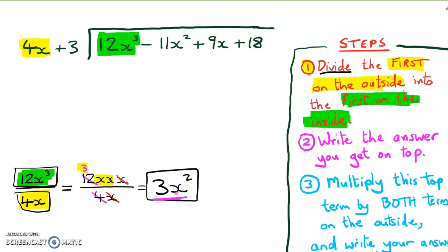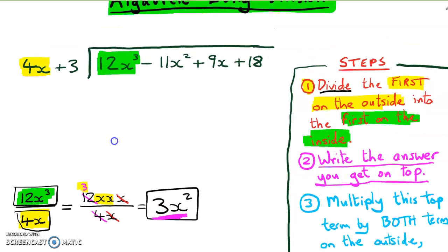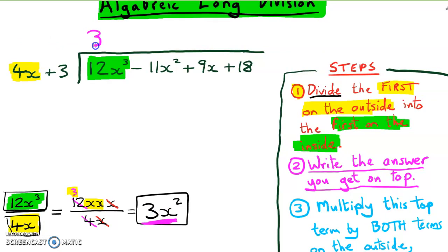Well, look at step 2. Write the answer you get on top. So I'm going to write this 3x squared up here. I've now done the first 2 steps. We're nearly halfway there, by the way.